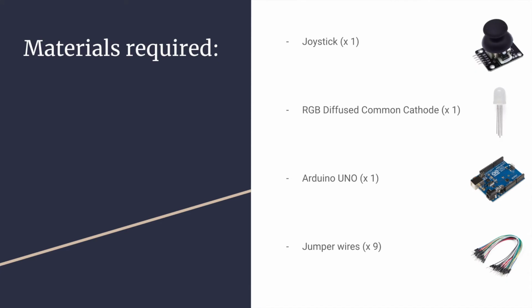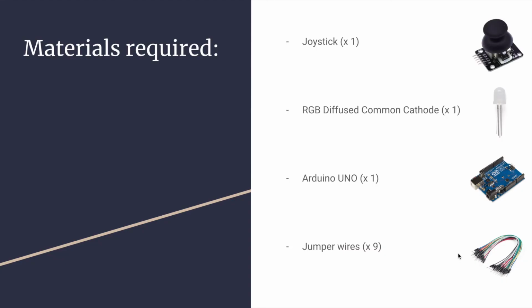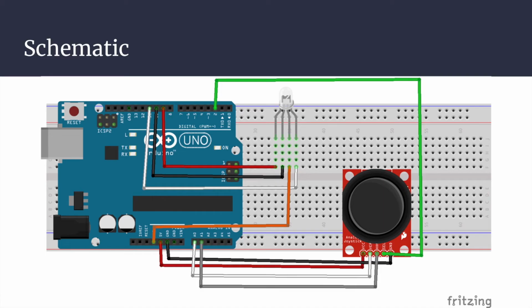Here are the materials required. You'll need one joystick, one RGB diffused common cathode, one Arduino Uno, and 9 jumper wires, 4 of which are male-to-male jumper wires, and 5 of which are male-to-female jumper wires.